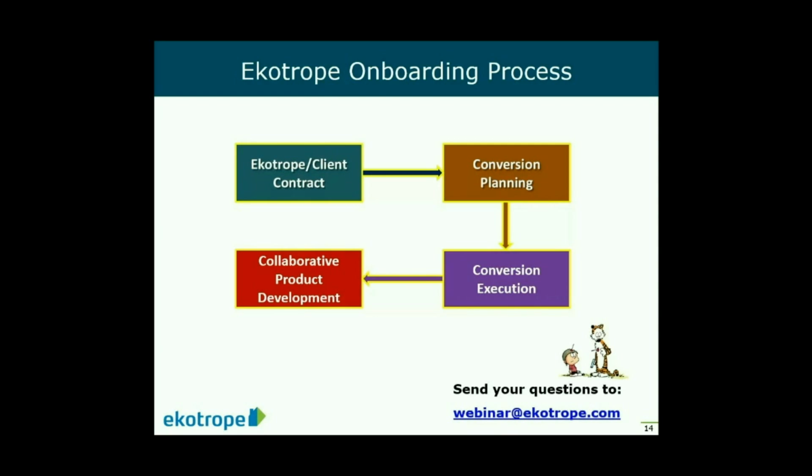And the final piece is what we call collaborative product development. As we're going through this conversion process, if you find there are features or capabilities that are missing in Ecotrope, you can request those features. We build an implementation form that you submit your requests on and prioritize them, and then we can come back and review all the logs and start prioritizing those features going into Ecotrope.